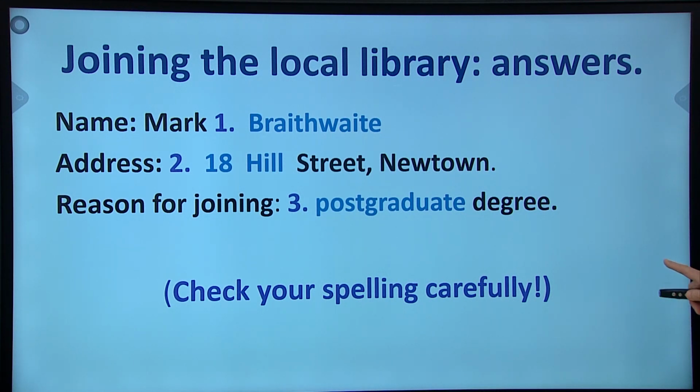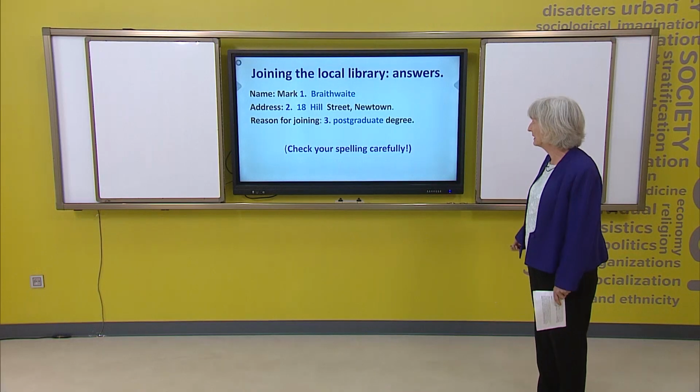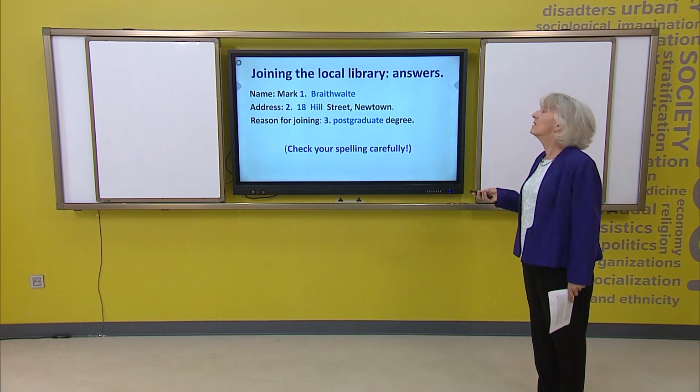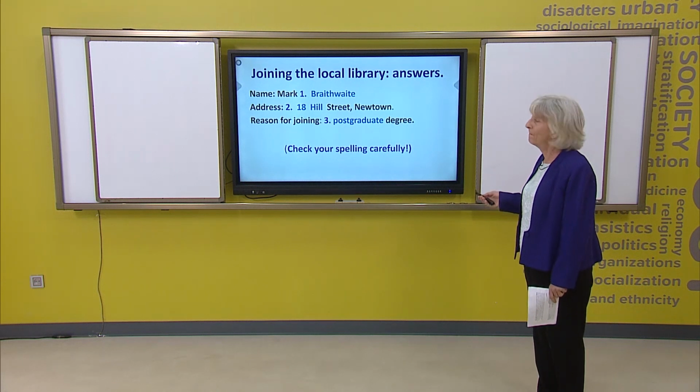Now, I added this note, check your spelling carefully, because unfortunately for you, if you make a mistake in any spelling in the IELTS listening, you will get your answer marked incorrect. You will not get any marks. That may seem a bit unfair, but that is the rule. So be very careful with your spelling, please. Okay, so that's the first section.